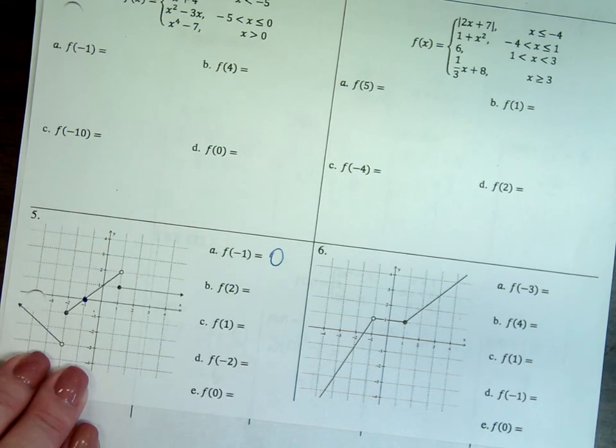Alright, so your task is to work on numbers 1 through 6 from this practice worksheet. Shoot me an email with any questions.